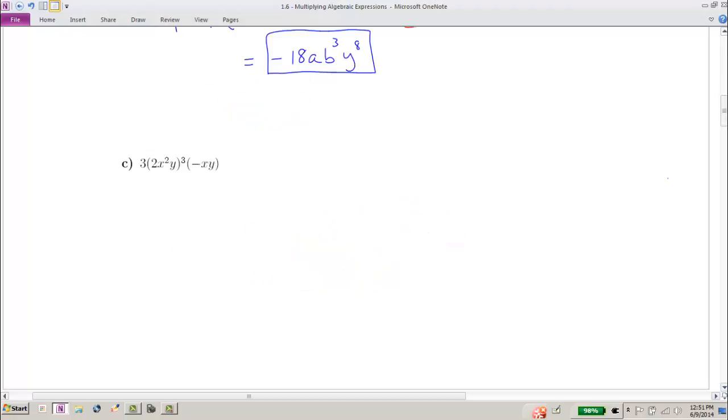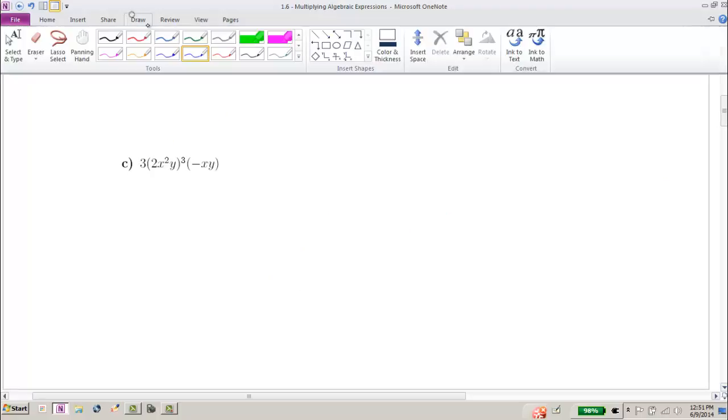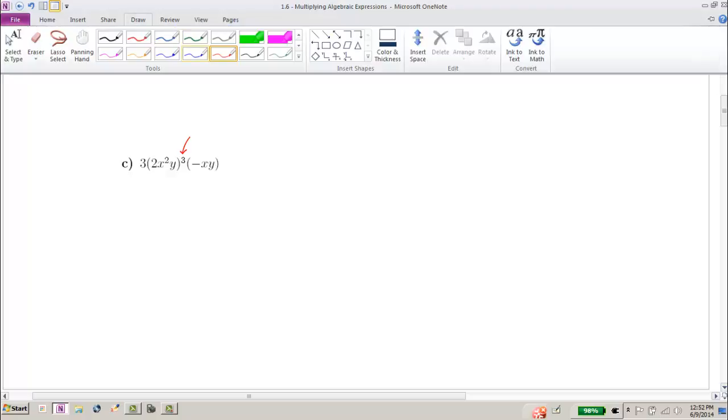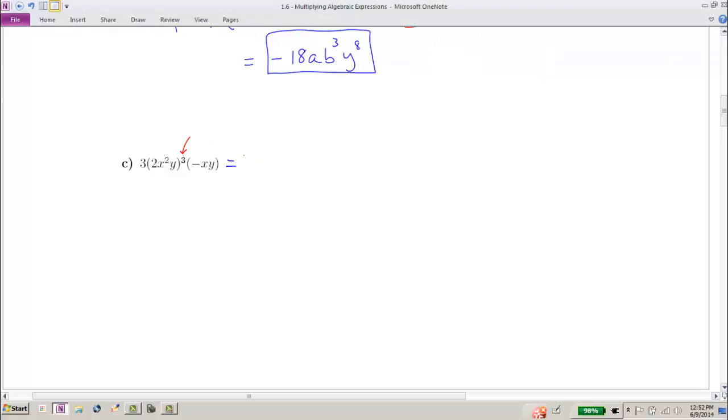In part C, we have three factors here. We have to be a little bit careful, though, because the middle factor is parentheses all being cubed. So we have to deal with that first before we're ready to multiply the other two factors in. So I'm going to bring over the factor of 3. And now, since the stuff in the parentheses here is all multiplied, we can distribute this exponent of 3 to each of the factors. We've got 2 cubed times x squared cubed times y cubed, and then bringing over my last factor of a negative xy.